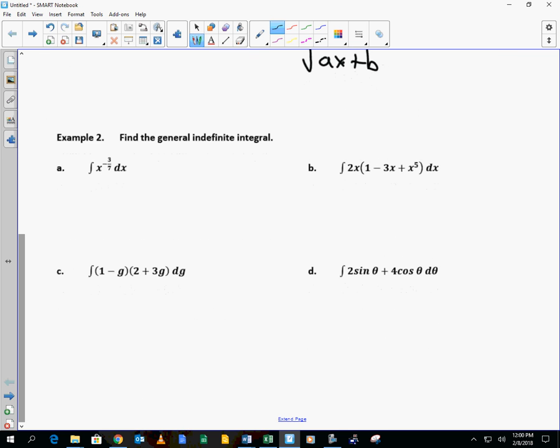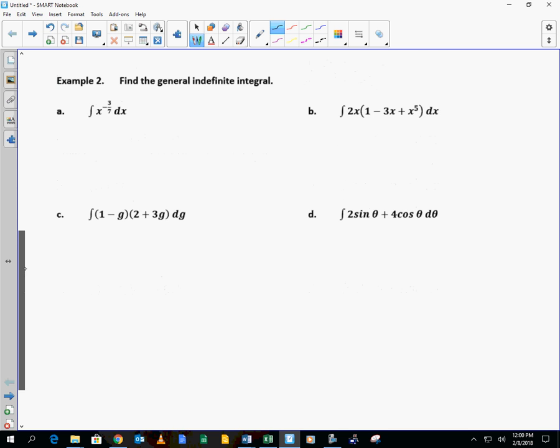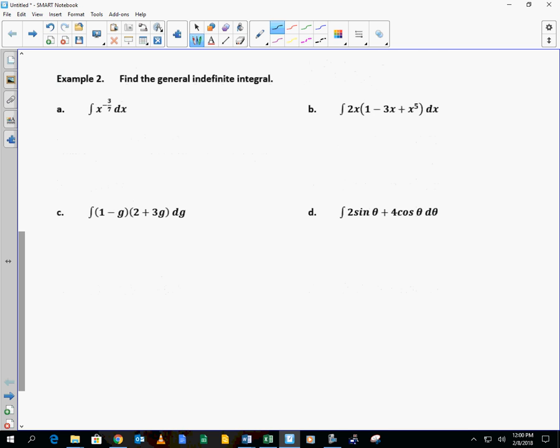Okay, so the first part of your assignment today is you're going to verify through differentiation that those are true. The second part is you're going to find general antiderivatives, okay? The indefinite integral. And so this type of problem, now we're going to do the antiderivative.